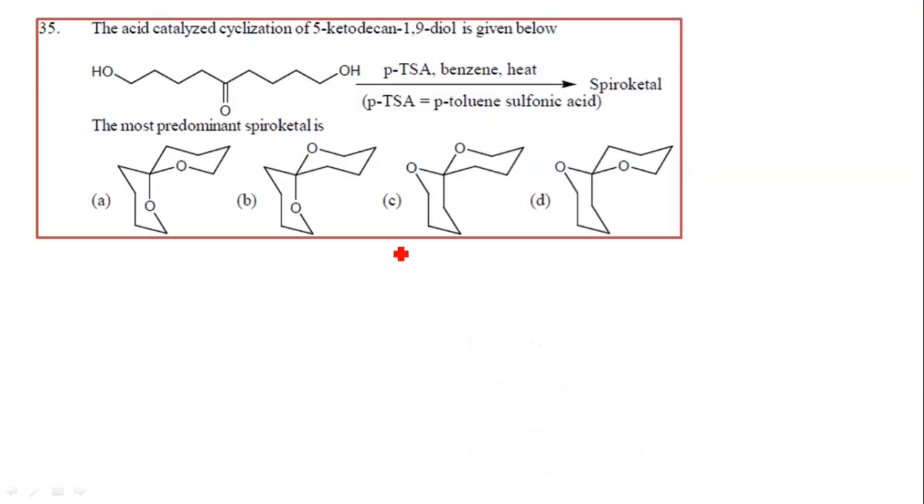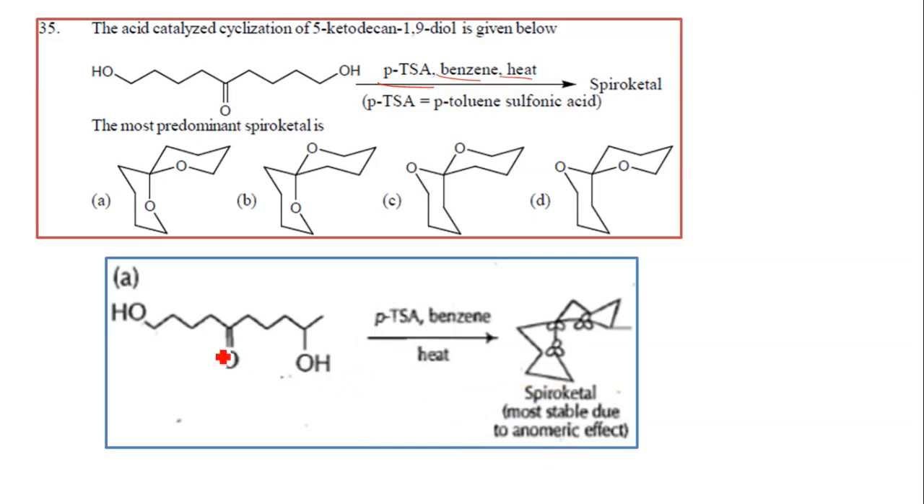Acid catalyzed cyclization of 5-keto-decane-1,9-diol is given below. Now, which is the predominant product? On treating with PTSA, that is para-toluene sulfonic acid, with benzene and heat, the spiroketal formed will be this one. Answer A is correct, which is the most stable compound due to the anomeric effect. Due to the anomeric effect, compound A is formed, which is more stable.